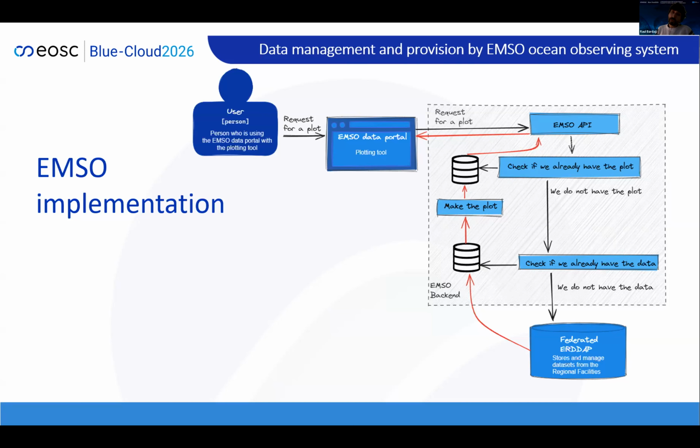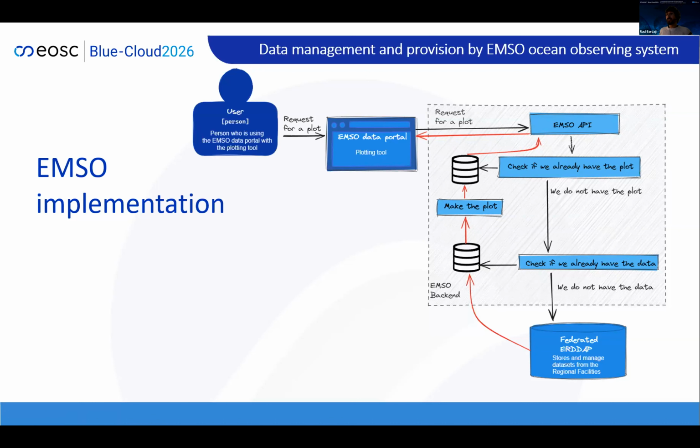What we do at EMSO using ERDAP is, for example, when a user requests a plot using the web application, the plotting tool, the data portal is connected to the internal API. The internal API first checks if we have the plot in memory, if another user asked before you for the plot that you are asking. If you don't have this plot in memory, then you check if you have the data in memory. If you don't have the data, the third step is you request the data from ERDAP. Then you save this data in memory, you create the plot, you save this plot in memory, and then you send the final result.